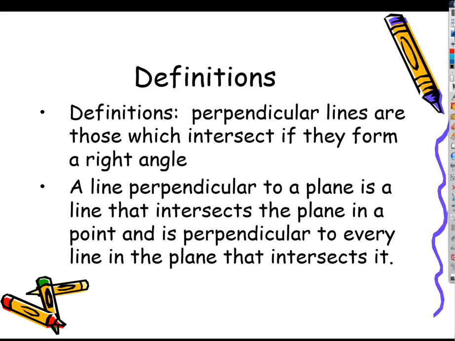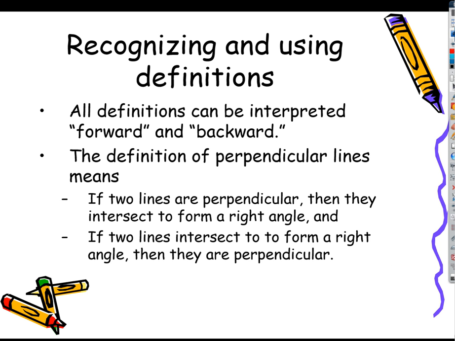But with a definition, I want you to notice that you can read it either way. Definitions are true front to back or back to front. That's always the case. The definition of perpendicular lines means if two lines are perpendicular, then they intersect to form a right angle, or you could say if two lines intersect to form a right angle, then they're perpendicular. They work equally well with the definition.